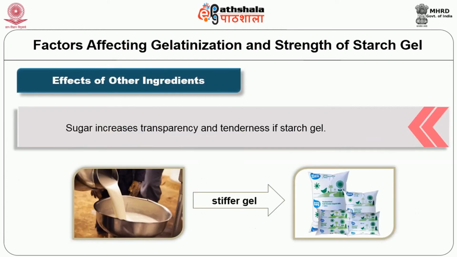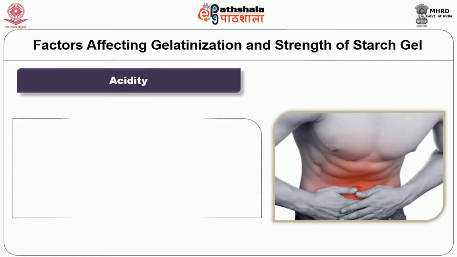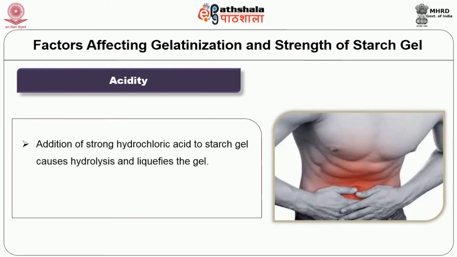Next are the effects of other ingredients on gelatinization. Sugar increases transparency and tenderness of starch gels. Raw milk gives a stiffer gel than pasteurized milk. Acidity: addition of strong hydrochloric acid to starch gel causes hydrolysis and liquefies the gel.